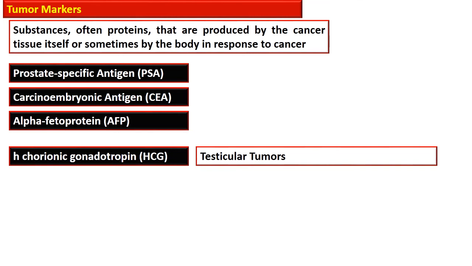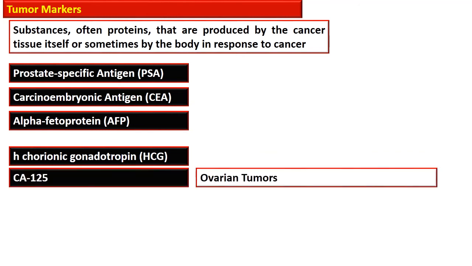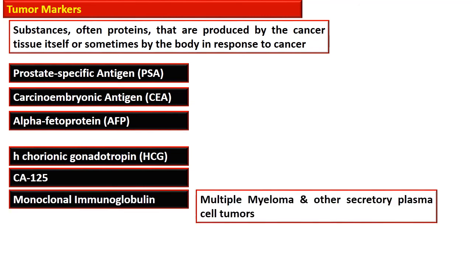Human chorionic gonadotropin, or beta HCG, is elevated in testicular tumors, while CA125 is elevated in ovarian tumors. Monoclonal immunoglobulins are elevated in multiple myeloma and other secretory plasma cell tumors.